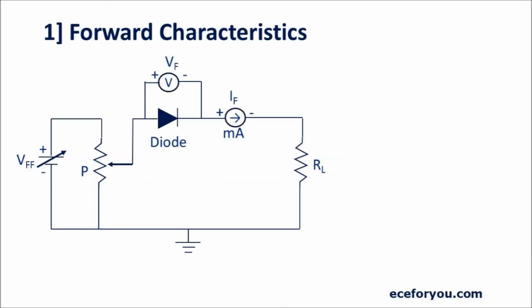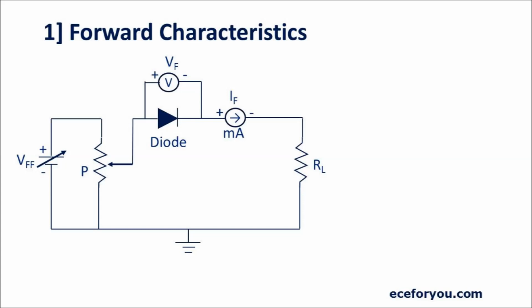The forward characteristics. This figure is used in a laboratory to obtain the forward characteristics of a diode. The diode in the circuit is in forward bias state because the battery VFF is pushing the current in the direction of the arrowhead. In the circuit, the battery VFF is connected to the diode through potentiometer P. The potentiometer helps in varying the voltage across the diode.